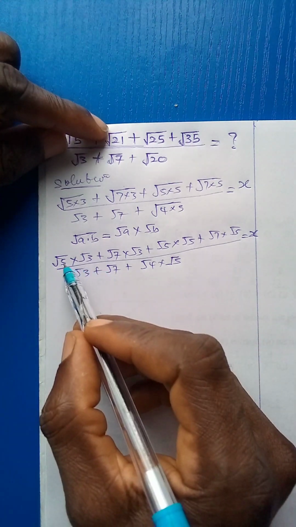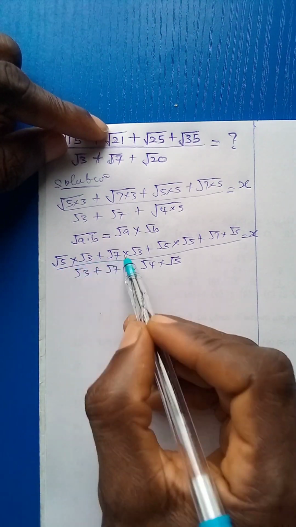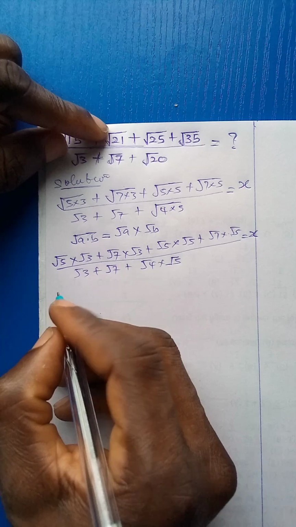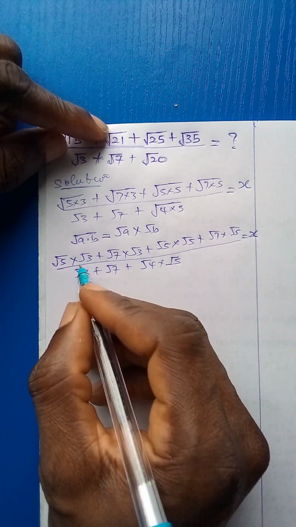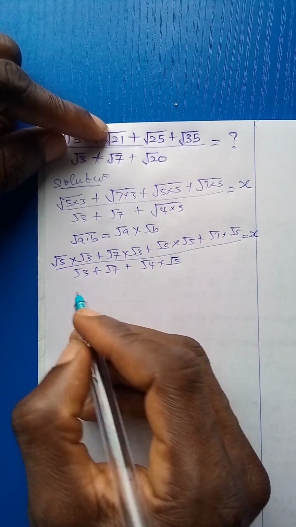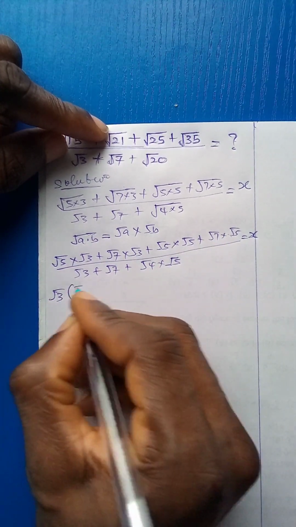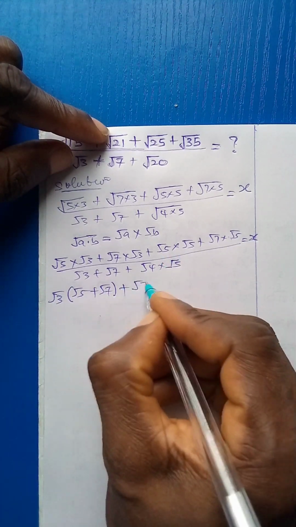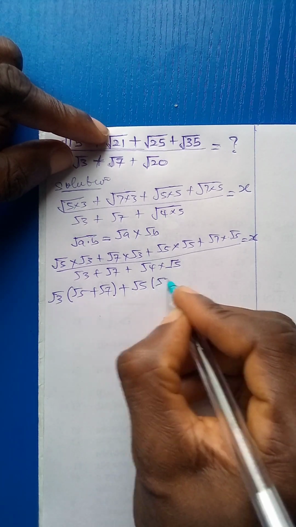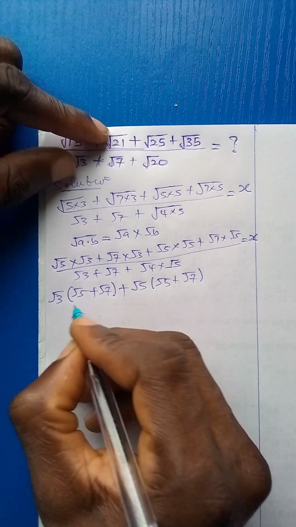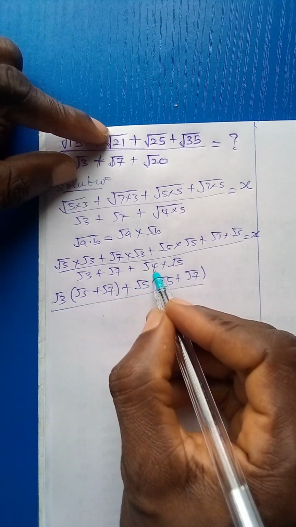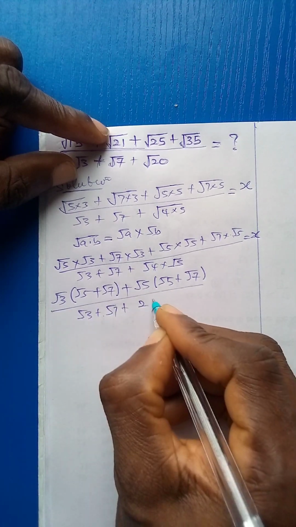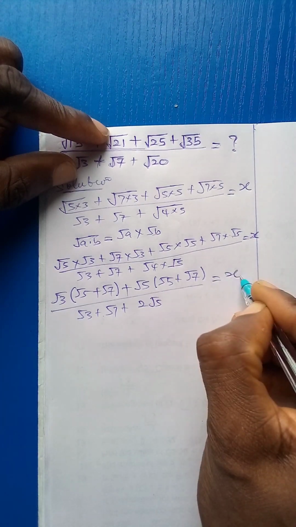Now, having done this, we can factorize common terms out. In the first two terms, root 3 is common. In the second two terms, root 5 is common. So factorizing root 3 and root 5 out respectively from the first, second, and third and fourth, we have root 3 brackets root 5 plus root 7, then plus root 5 in brackets root 5 plus root 7 all over. Now root 4 is 2. That is root 3 plus root 7 plus 2 root 5 is equal to x.